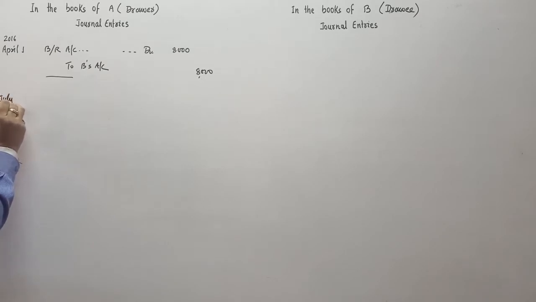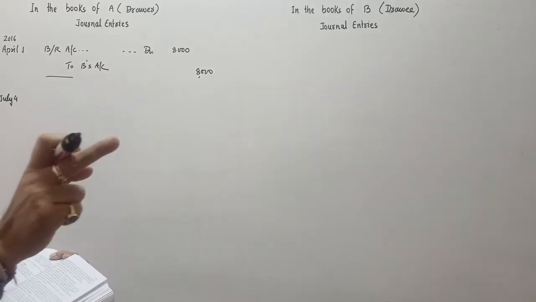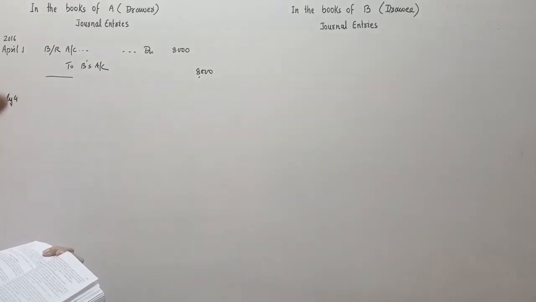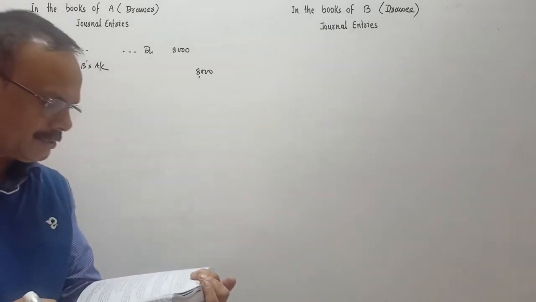Due date is July 4 because bill is of 3 months. April to May 1 month, May to June 1 month, June to July, July 1st plus 3 days of grace. So July 4 is the date of maturity. On this date the bill is dishonored.